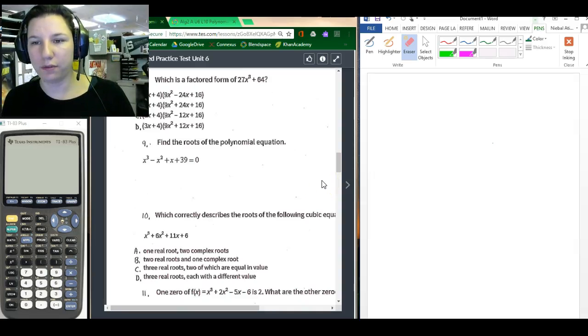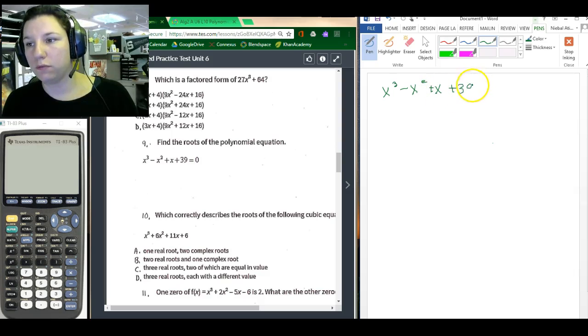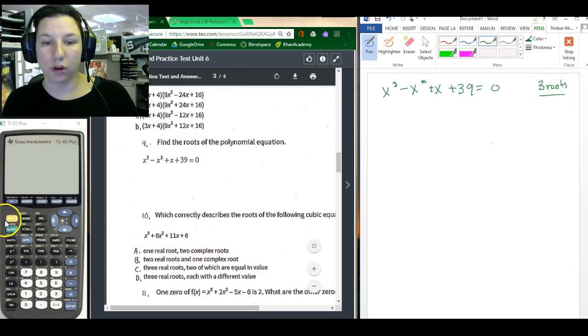Number 9, find the roots of the polynomial equation. So this is an x cubed. So the degree is 3, so that means we are looking for 3 roots. So we need to keep going until we find 3 roots. So start by graphing it.